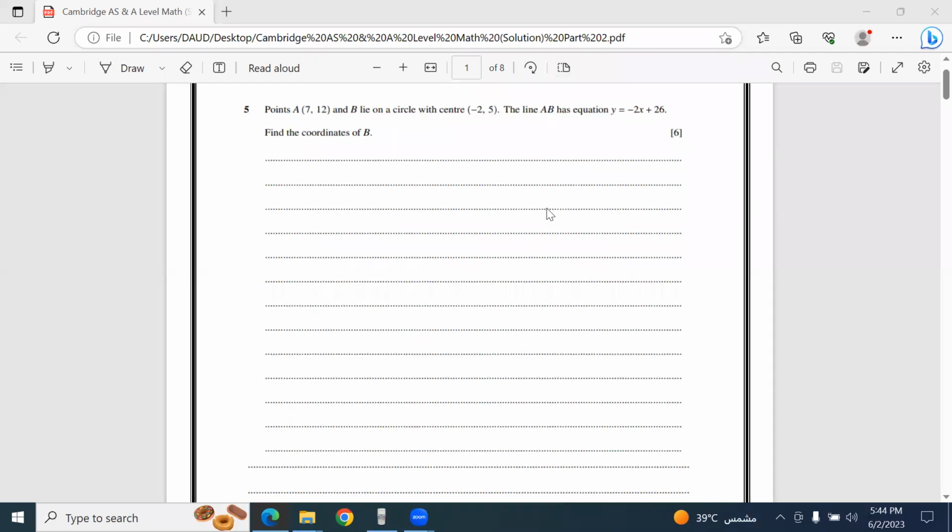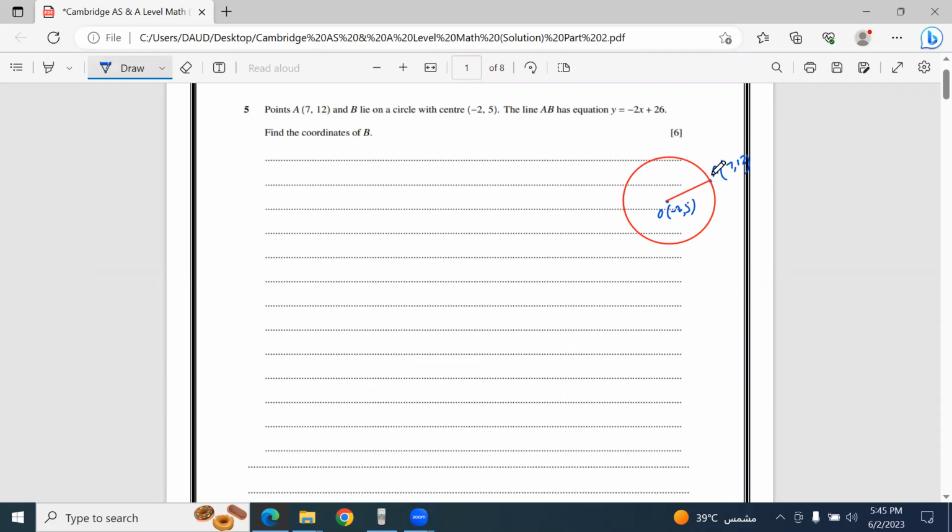So here we will first draw a circle, then a line. And if you see carefully, the point which is in the center of the circle is given. It is (-2, 5), and on its circumference, one point A is also given, (7, 12).